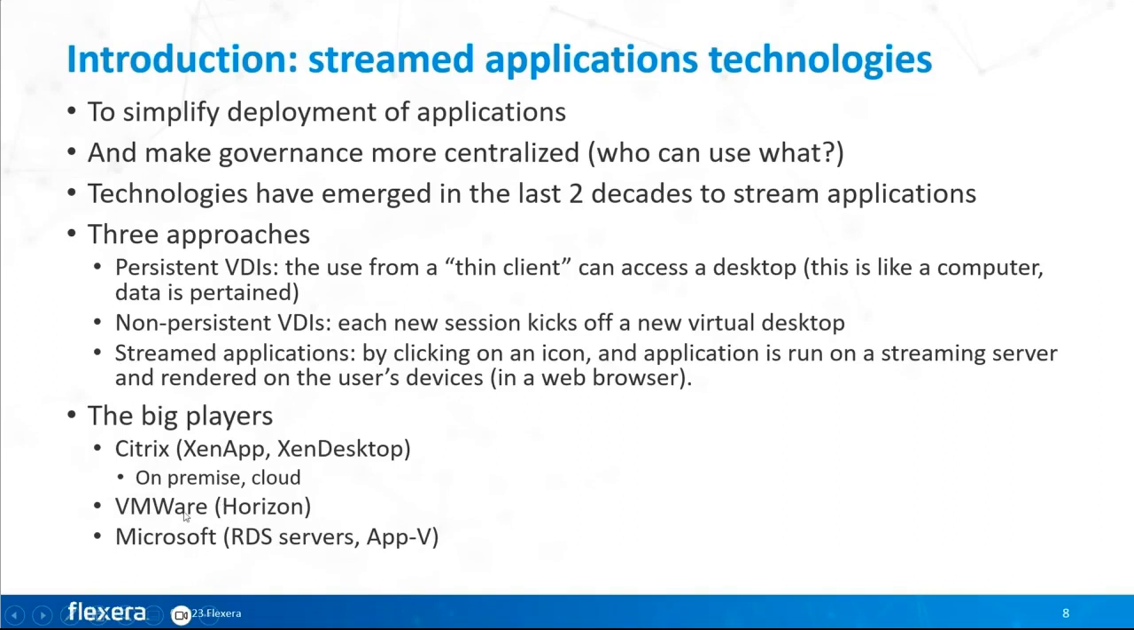VMware Horizon is another technology that offers VDIs, non-persistent or persistent, and eventually streamed applications as well. And finally, Microsoft, which is a little bit older technology, also offers some streaming technology through RDS servers. Again, you can remotely run some applications authorized by local license keys, license cards for the users. And App-V as well is a sort of application streaming technology.